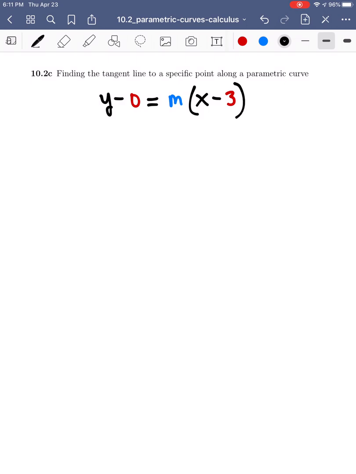So if we just plug in that information, we have y minus 0 equals that slope that we have yet to find, times x minus 3. So we're almost there in terms of finding our tangent lines, except we still need to find the slope.